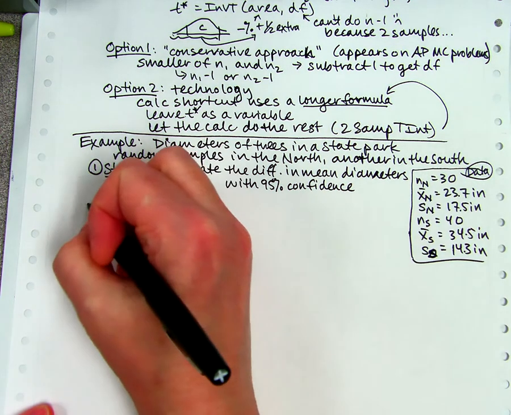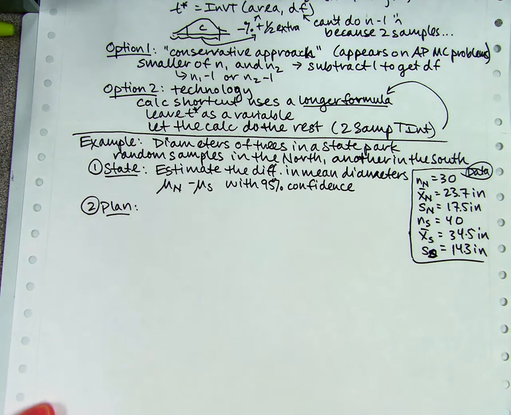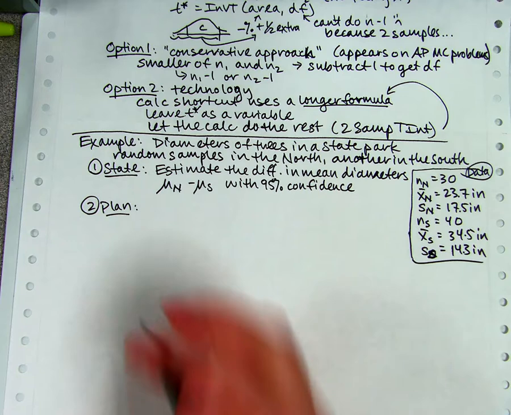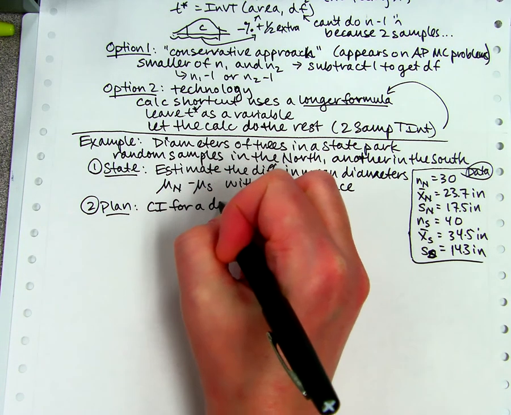All right, step 2. We're going to plan. What we are learning how to do right now is a confidence interval. I'm going to just call it CI for a difference of two means.